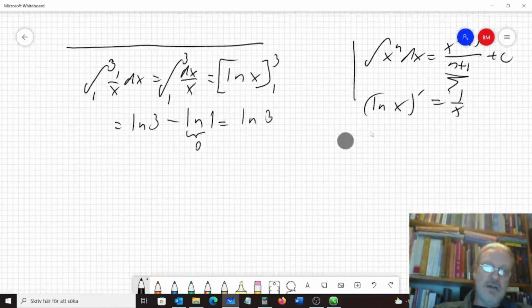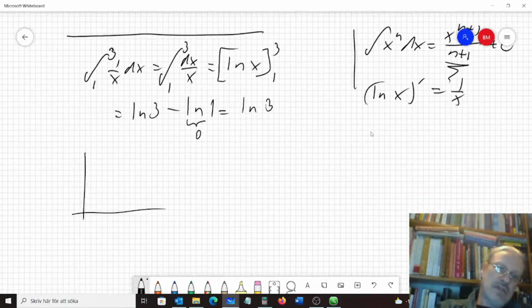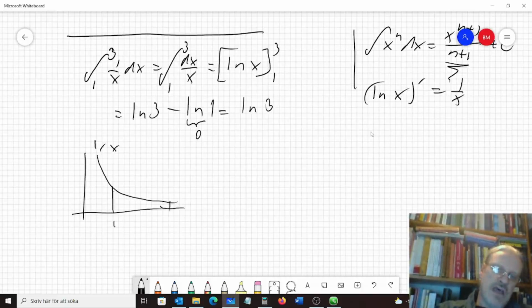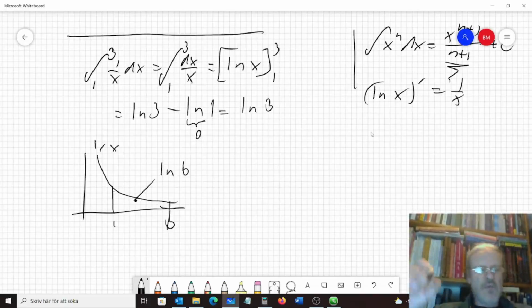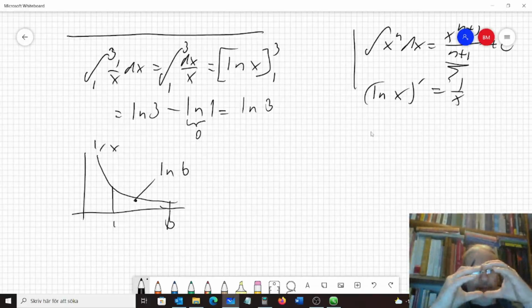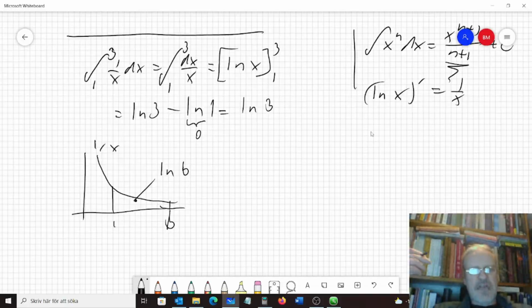And in general, if we look at the 1 over x curve from 1 to some value b, we can see that this area here is ln of b, which is rather interesting. We have a physical kind of representation of what logarithms stand for. It would be this area under 1 over x, which is pretty cool too.